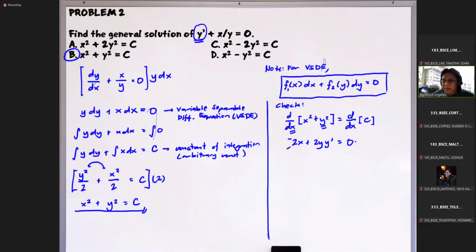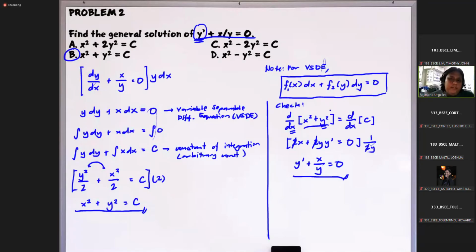Ibig sabihin, we need to divide this whole term by 1 over 2y. Then 2 divided by 2 will cancel, so we can cancel this. So you will get y prime, kasi dito magka-cancel yung y. So y prime plus x over y is equal to 0. Okay? As you can see, pareho lang siya nung given sa problem. Ibig sabihin tama yung nakuha nating sagot.